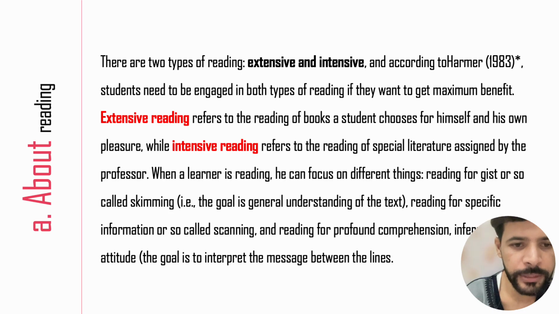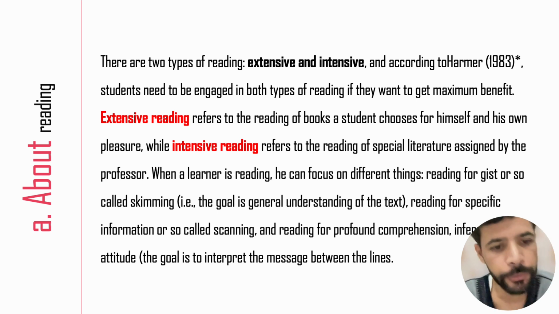When a learner is reading, he or she can focus on different things: reading for gist, or so-called skimming, meaning the goal is general understanding of the text; reading for specific information, or so-called scanning; and reading for profound comprehension, which refers to attitude. The goal is to interpret the message between the lines.